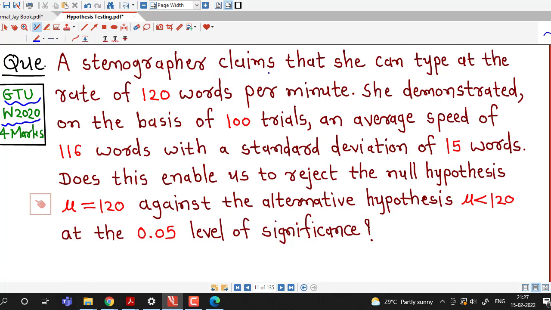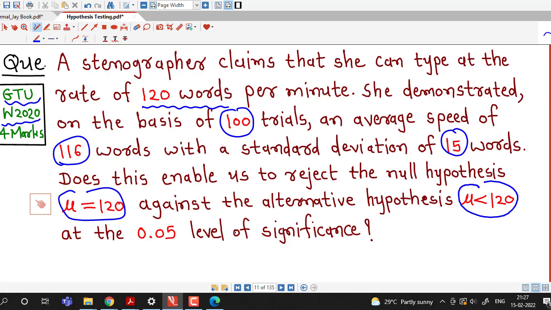A stenographer claims that she can type at the rate of 120 words per minute. She demonstrated, on the basis of 100 trials, an average speed of 116 words with a standard deviation of 15 words. Does this enable us to reject the null hypothesis mu equal to 120 against the alternative hypothesis mu is less than 120 at the 0.05 level of significance?